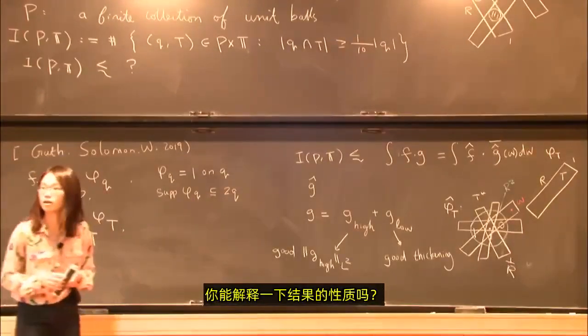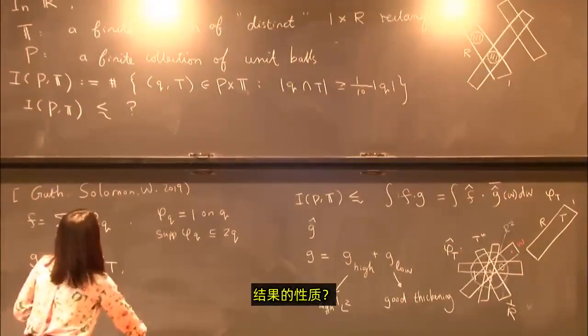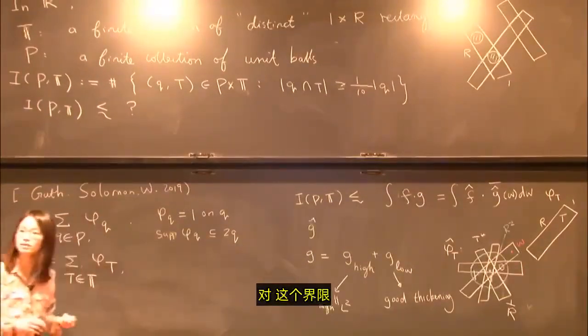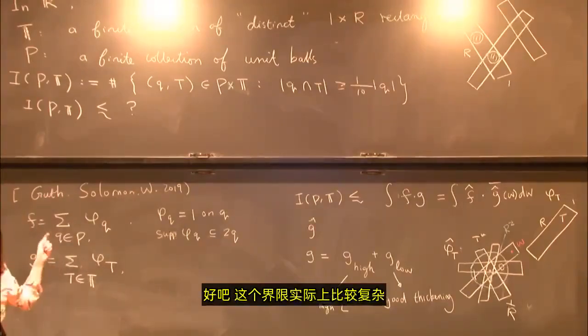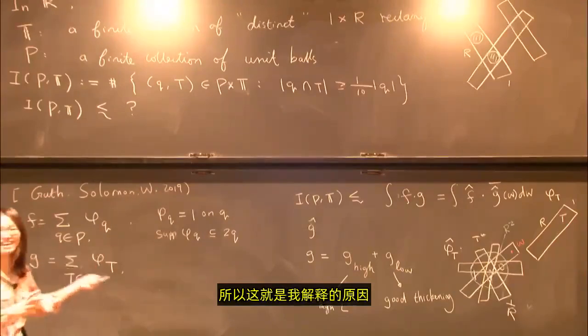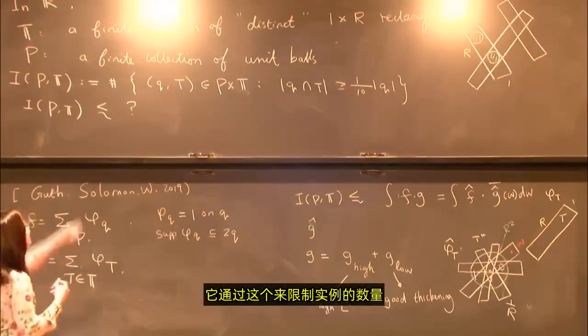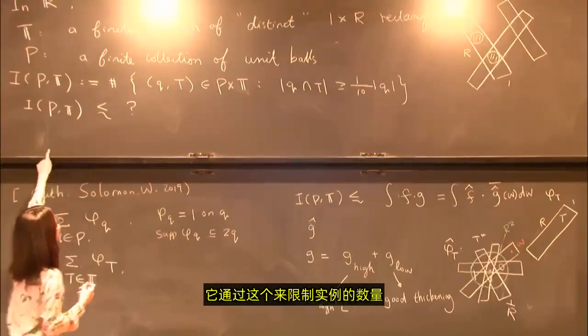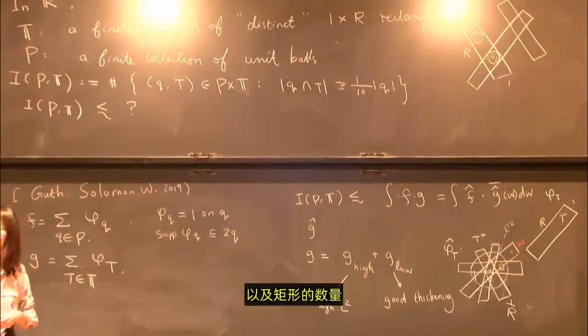Sorry, can you say what the nature of the result is? The nature of the result, you mean the estimate? Yeah, the bound. Okay, the bound is actually long. So that's why I explained the method instead of the bound. It bounds the number of incidences by the number of points and the number of rectangles.